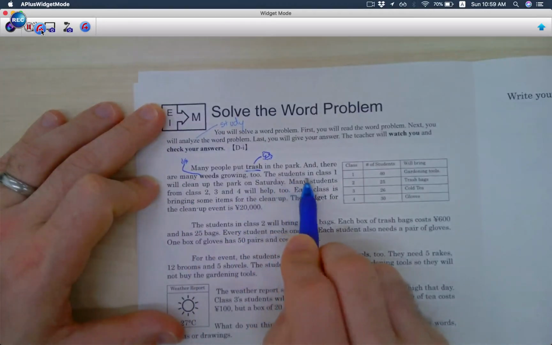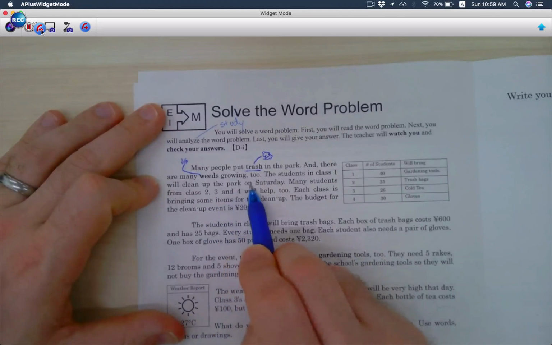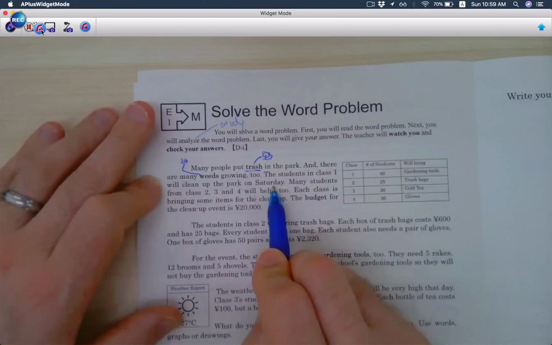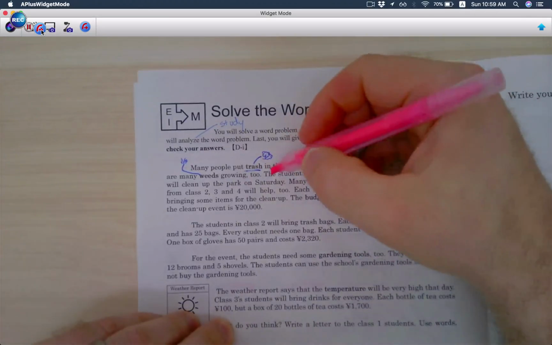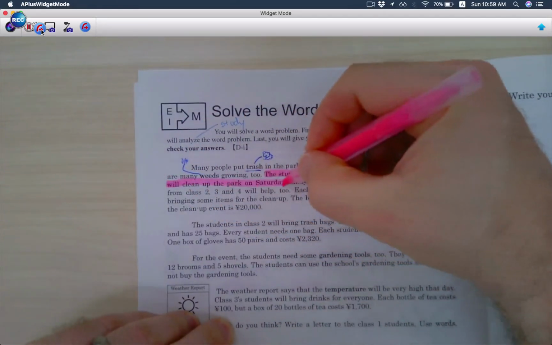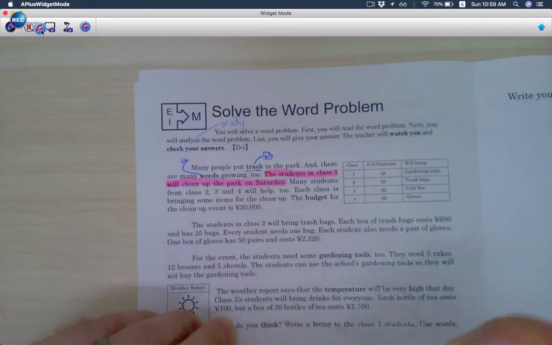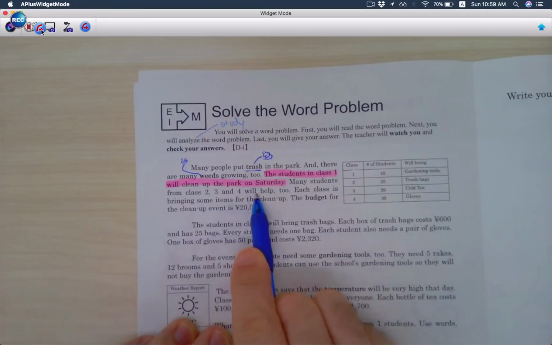The students in class 1 will clean up the park on Saturday. Oh, okay. So I think this is one of the most important points. This is the theme, kind of a main idea. They're going to clean up the park on Saturday. Many students from class 2, 3, and 4 will help too.